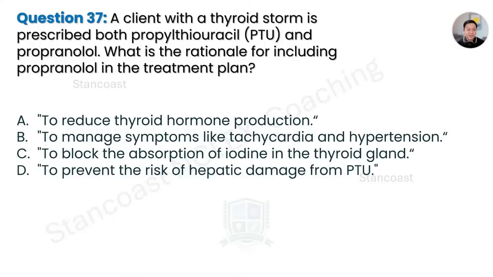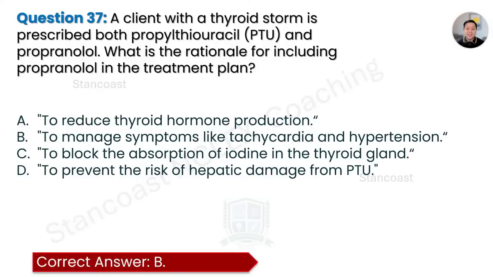37. A client with a thyroid storm is prescribed both propylthiouracil and propranolol. What is the rationale for including propranolol in the treatment? A, to reduce thyroid hormone production. B, to manage symptoms like tachycardia and hypertension. C, to block the absorption of iodine in the thyroid gland. And D, to prevent the risk of hepatic damage from PTU. The correct answer is letter B.